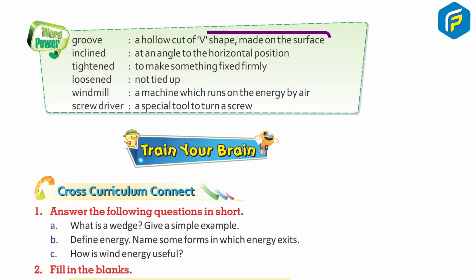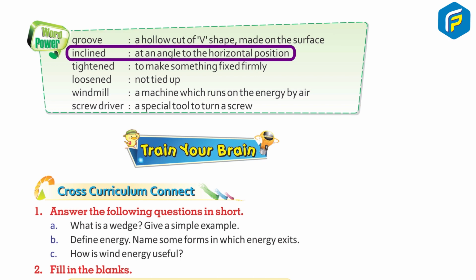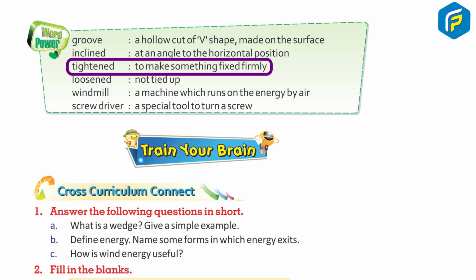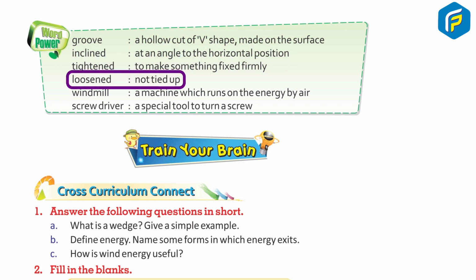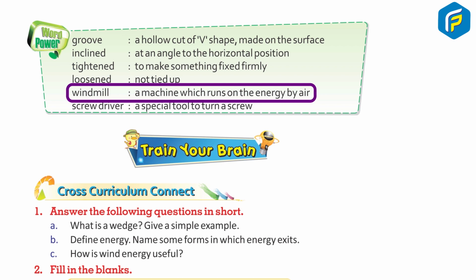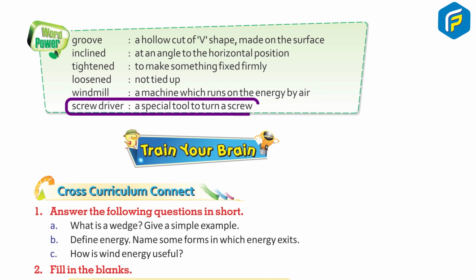Word power. Groove: a hollow cut of V shape made on the surface, inclined at an angle to the horizontal position. Tightened: to make something fixed firmly. Loosened: not tied up. Windmill: a machine which runs on the energy by air. Screwdriver: a special tool to turn a screw.